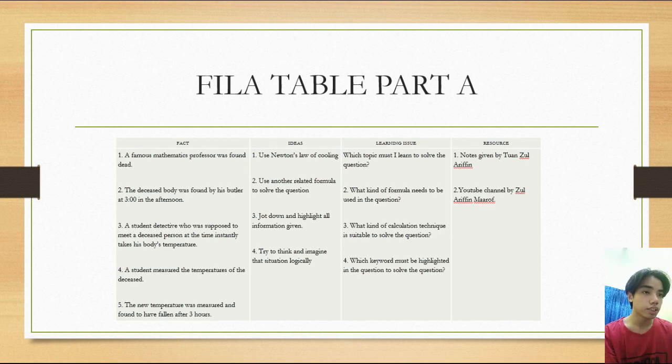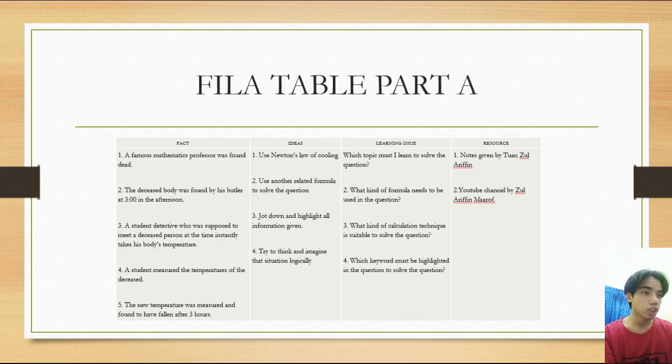Then learning issues: which topic must I learn to solve the question? So we need to know which topic is included to solve this question. Then what kind of formula needs to be used in the question? So we will use Newton's law of cooling. Then what kind of calculation technique is suitable to solve the question? So we will use the suitable equation to solve the question. Then which keyword must be highlighted in the equation to solve the question? So the keywords that must be highlighted were in the fact just now.